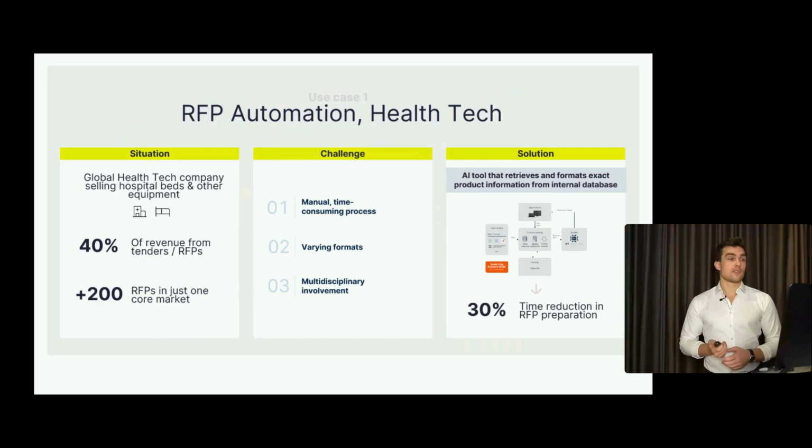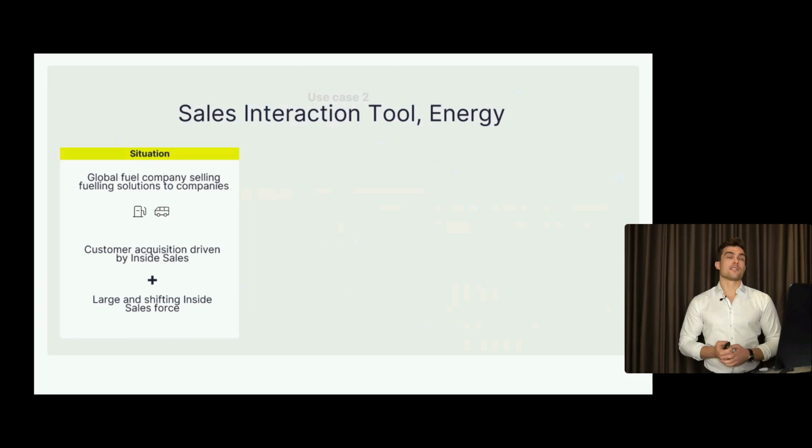The second example is a sales interaction tool for a fueling company, and they drive their customer acquisitions by inside sales. They sell these fueling cards to smaller businesses. So as you can imagine, this is in the US. There are a lot of smaller businesses, and there are a lot of inside sales reps. And it's a large and shifting force.